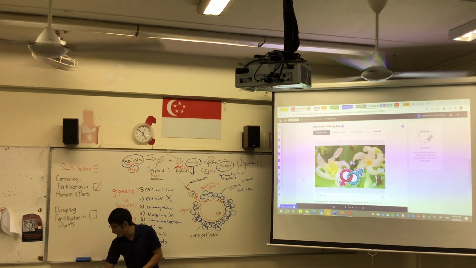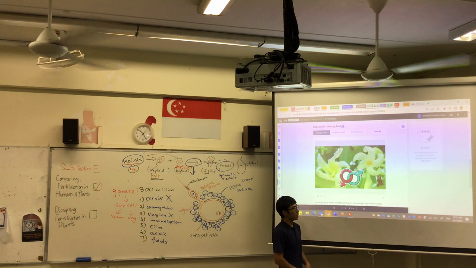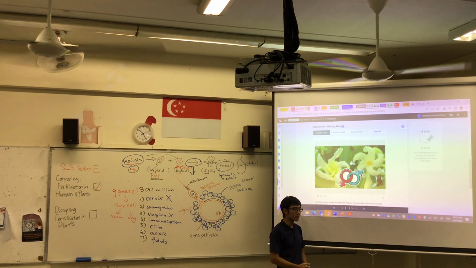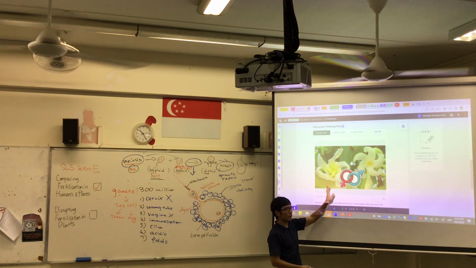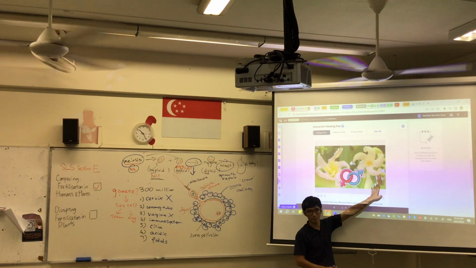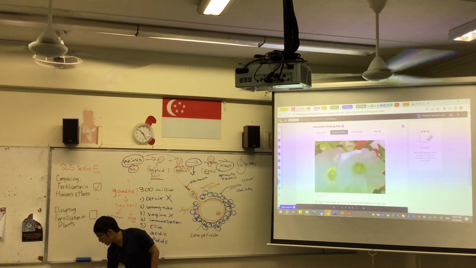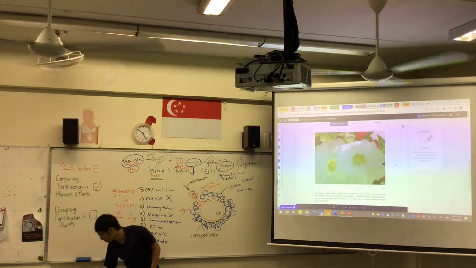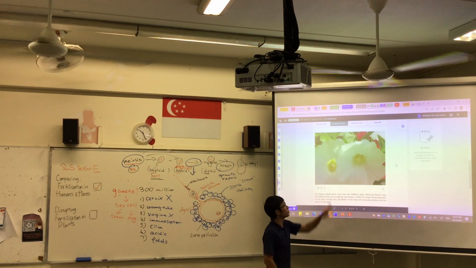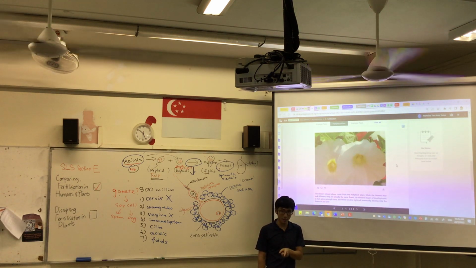This is flower number 1 of the papaya plant. Interestingly, if you ever find a papaya plant, you'll notice that papaya plants have 2 different kinds of flowers. Here's one kind, here's another kind. Next, this is a hollyhock plant. This hollyhock plant, you see 2 flowers. They are found on exactly the same plant.